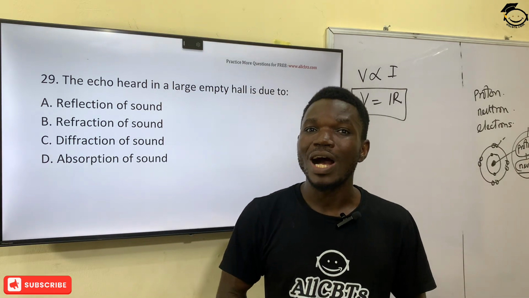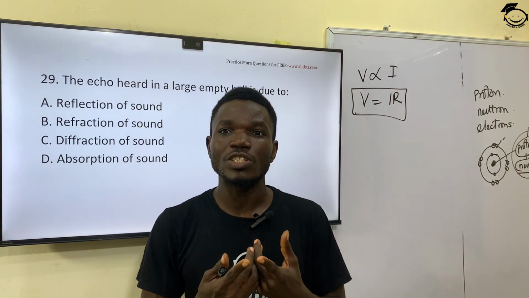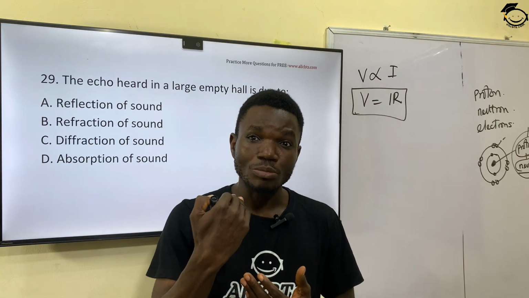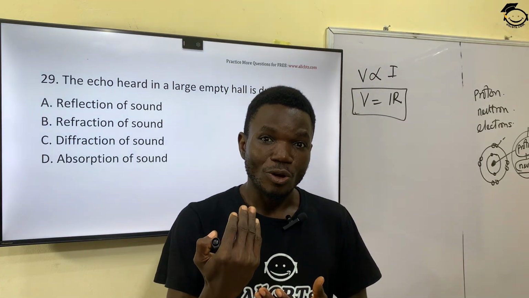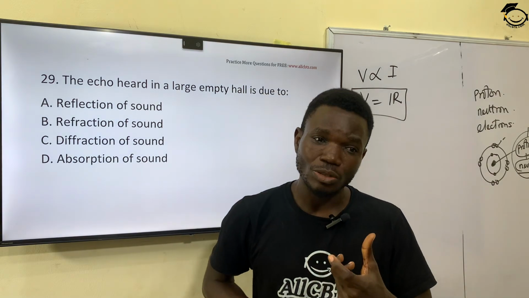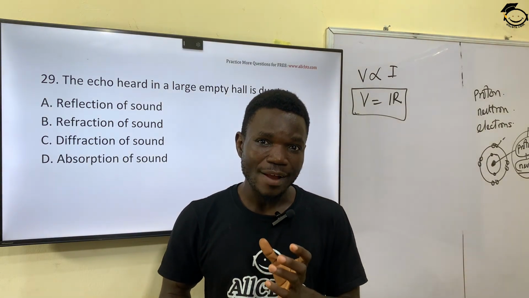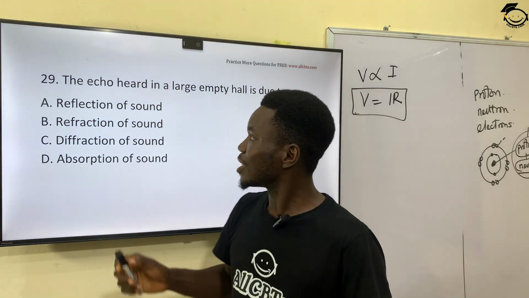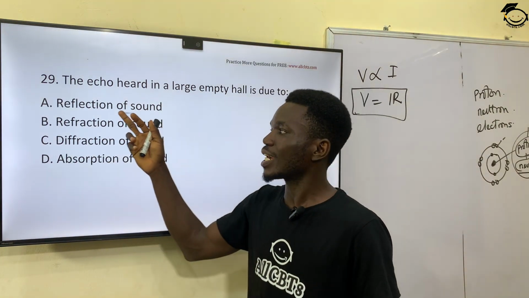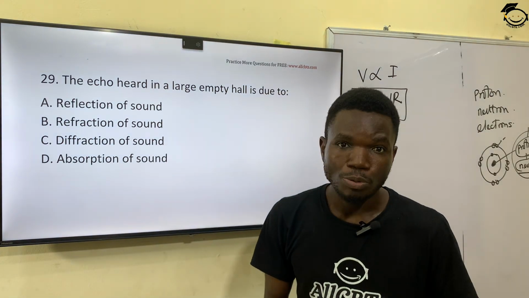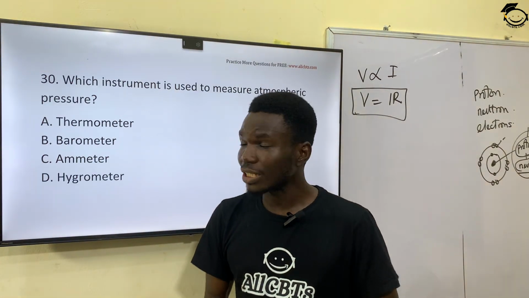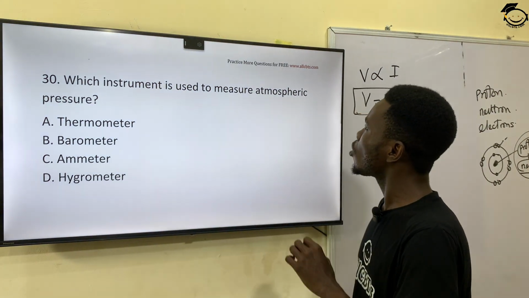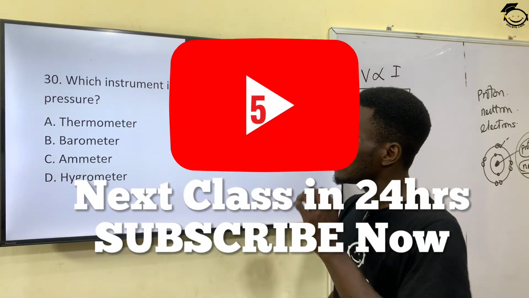So immediately you clap your hand, the sound traveled to the end of the hall. And when it hit the wall, it bounced back. Hence, it took some time before you heard the sound. So likewise, if you shout within that hall, after some time you hear the sound. That is echo. So that is what? Reflection of sound. So the correct answer to this question is reflection of sound, which is option A.